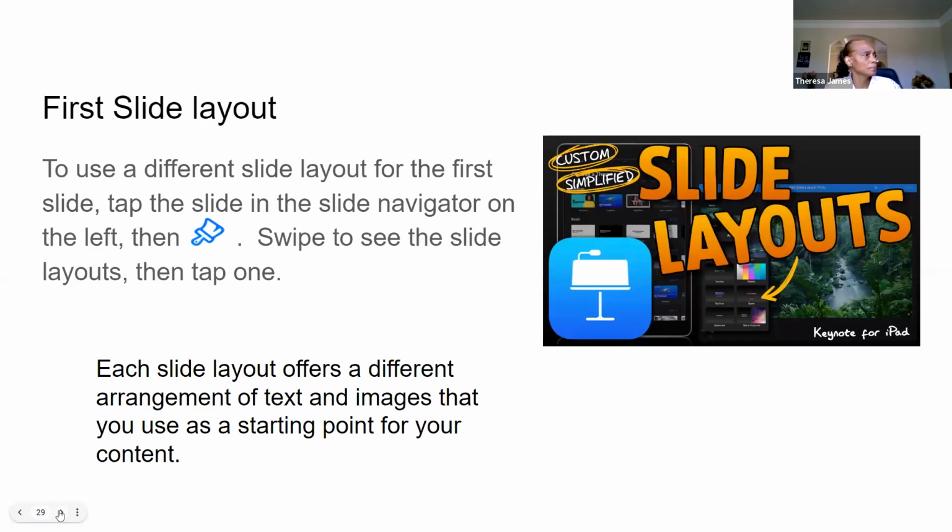So your first slide. To use a different slide layout for the first slide, let's say you don't really like the first slide layout, you see that paintbrush at the top of your nav bar? Just tap on that. Each slide layout offers different arrangements of text and images. Each one has different ways of arranging its text and its images. You just have to select the one you want to work with.